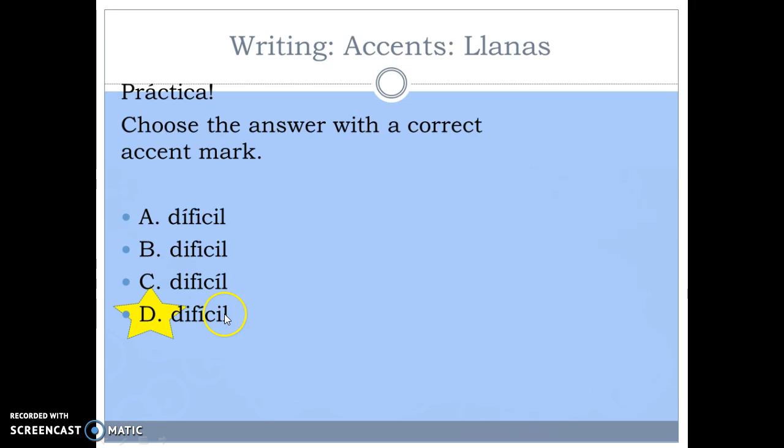Here, difícil, let's separate the syllables. Difícil. So, la fuerza de voz is in the penúltima syllable, and it ends with an L. Therefore, it's a llana word, and it needs an accent mark to indicate la fuerza de voz.